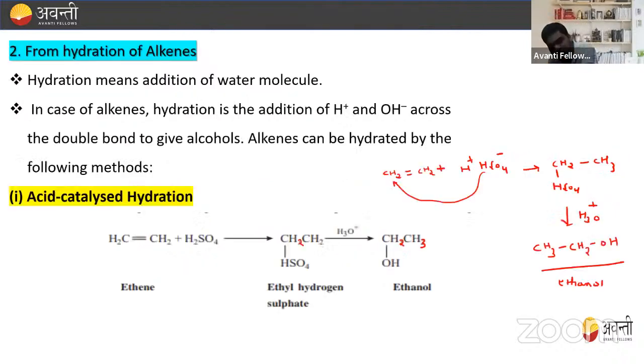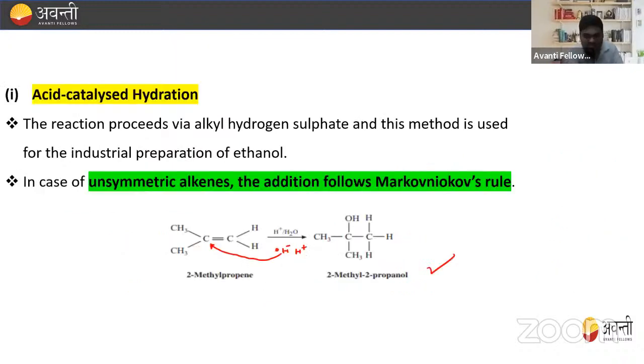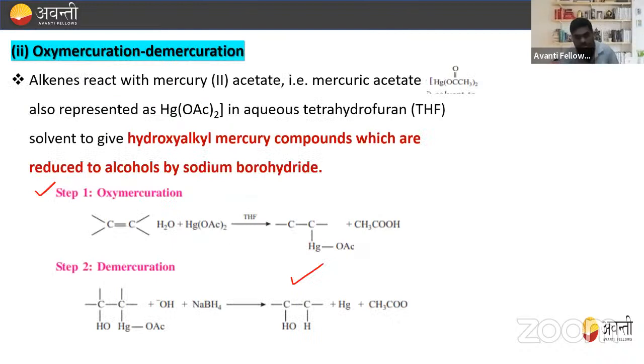So, this is one of the good methods for the preparation of alcohol. Similarly, from the hydration of alkene, in this we get the acid catalyzed hydration which follows Markovnikov's rule, and another is hydroboration which follows the anti-Markovnikov's rule. So in case of symmetrical alkene, ethyl hydrogen sulfate will be formed, right? And CH3CH2OH, ethanol, will be formed after the hydrolysis. Similarly, in acid catalyzed hydration, if unsymmetrical alkene is present, the addition is done according to Markovnikov's rule.